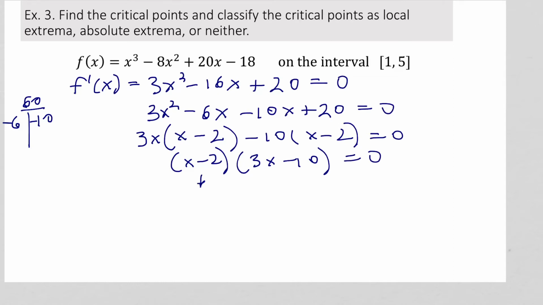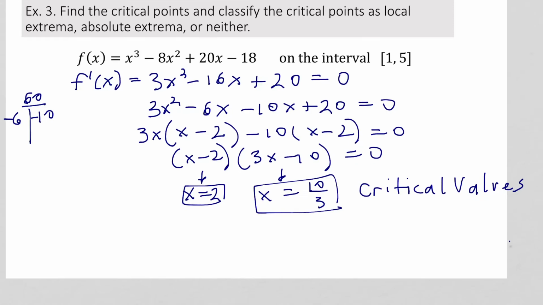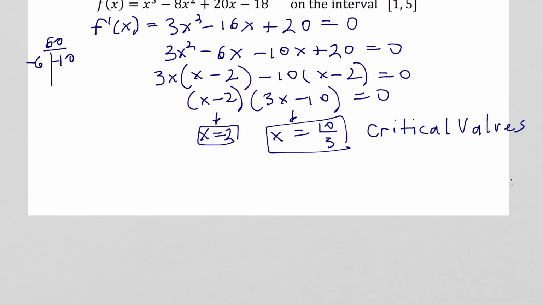Set each factor equal to 0 and solve for x. x equals 2. x equals 10 over 3. So these are my critical values. Now, according to the extreme value theorem, I'm going to evaluate the endpoints and the critical values and find the value of the function there and decide which one is the lowest and which one is the highest.